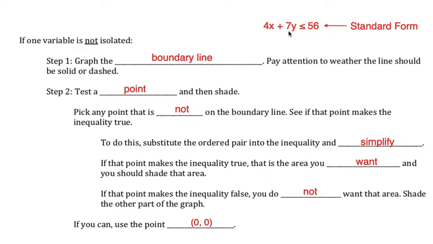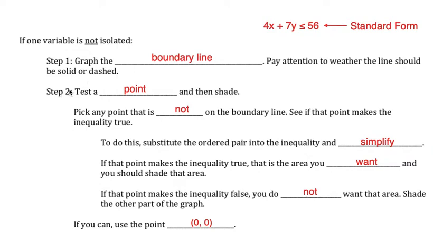First of all, the line that we graph is going to be a boundary line, and it needs to either be solid or dashed. It's going to use the same rules. Again, those rules are the same as an open or closed circle on a number line.